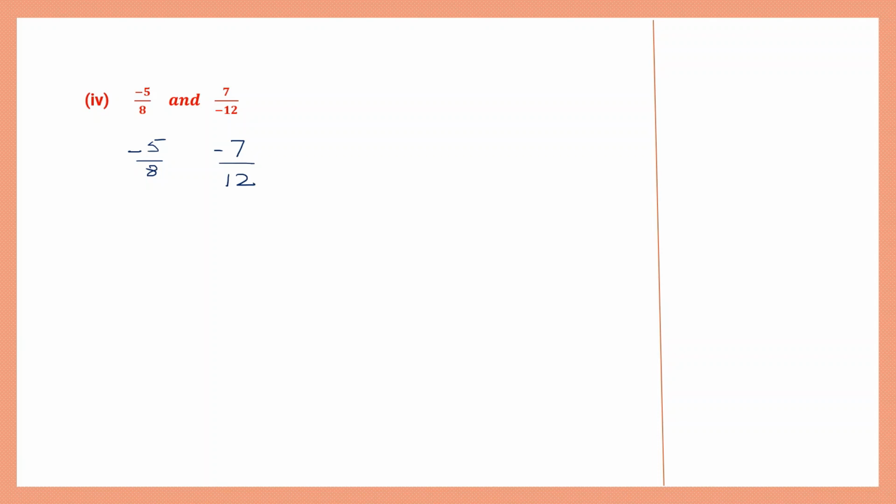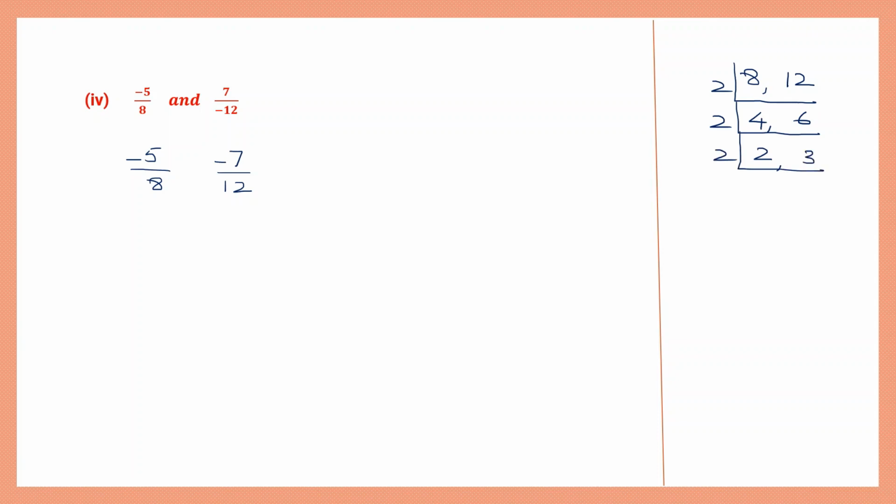So now the denominators are both positive, 8 and 12. Now if you have to compare these two fractions, as you can see, the denominators are different. So we have to change them to like rational numbers. So we have to find the LCM of the denominators 8 and 12. So let's do that. We begin with the prime number 2. 2 fours are 8. 2 sixes are 12. We continue with 2 again. 2 twos are 4. 2 threes are 6. Continue again with 2. 2 ones are 2 and we bring down 3. Now we take 3. So this is 1 and 1.